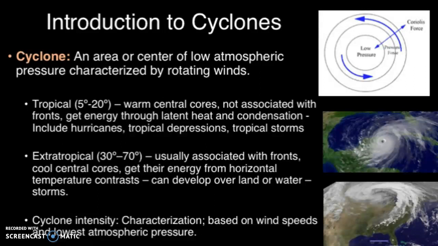Okay. And then the extratropical cyclones usually happen at higher latitudes, somewhere between 30 degrees and 70 degrees. They usually are associated with fronts, so they're going to have cool central zones. If you remember from last chapter, we had cold fronts, warm fronts, occluded fronts, and stationary fronts, right? So extratropical cyclones tend to be associated more with cool fronts, warm fronts, and stationary fronts. But the most common ones are cool fronts.